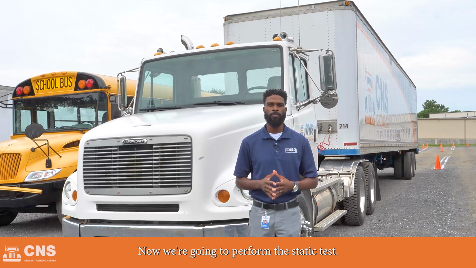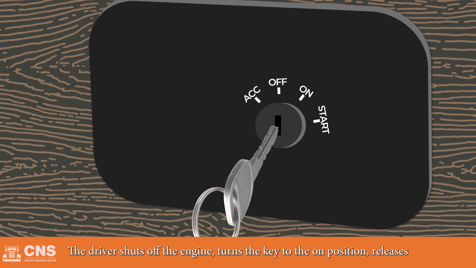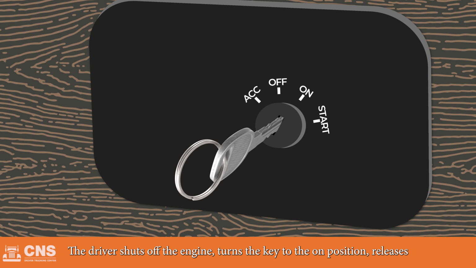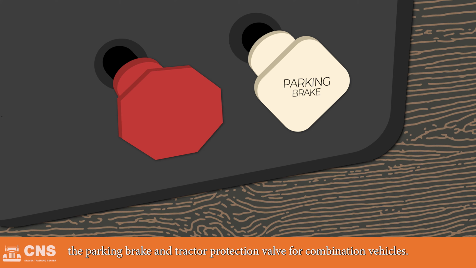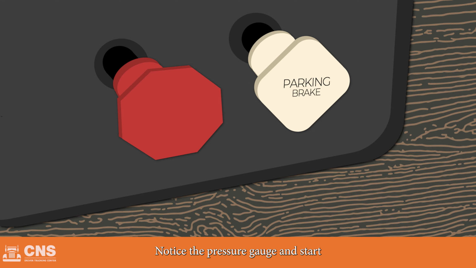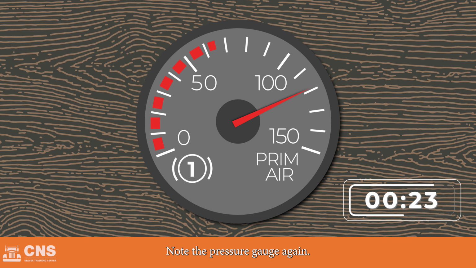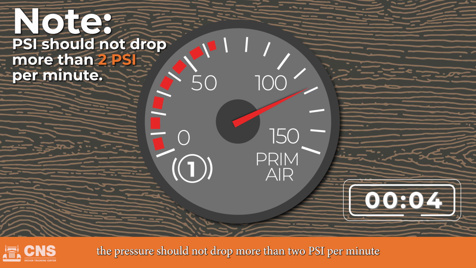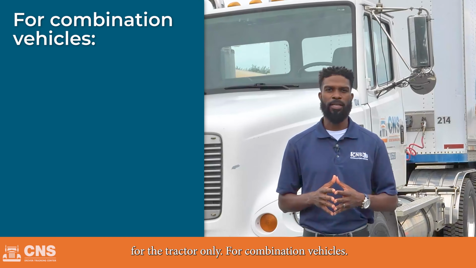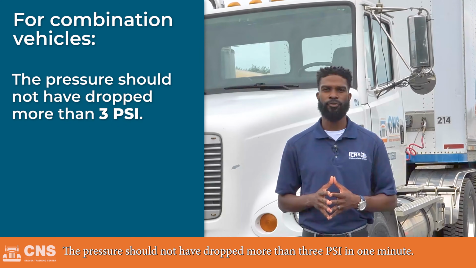Now we're going to perform the static test. The driver shuts off the engine, turns the key to the on position, releases the parking brake and tractor protection valve for combination vehicles. Wait until the gauge settles and stops moving, then time for 1 minute. After 1 minute has passed, note the pressure gauge again. The pressure should not drop more than 2 psi per minute for the tractor only. For combination vehicles, the pressure should not have dropped more than 3 psi in 1 minute.